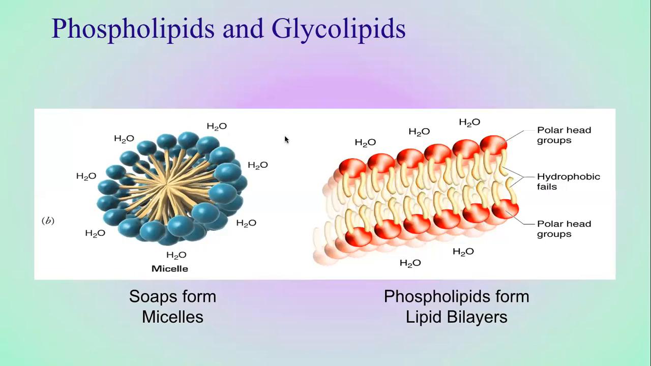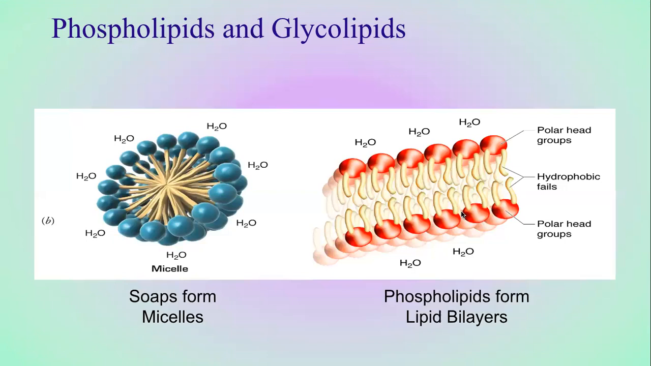So that polar component is attracted to the water, so you get it all off of your hand. That's how soaps function. Your body does something very similar in its cell membrane. The purpose of the cell membrane is to keep stuff out of the cell that we don't want to be in. So it forms this barrier.